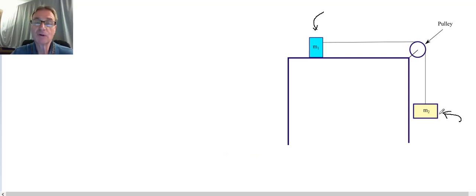There's really no difference to the problem that we have out on the internet where two blocks are connected by a cable and they're both on a surface and one of the blocks is being pulled by an external force. This time we have really the same situation, but many students get confused by this type of situation. Once again, first we're going to identify each one of the objects in our system. The first object is going to be M1, and the second object is going to be M2.